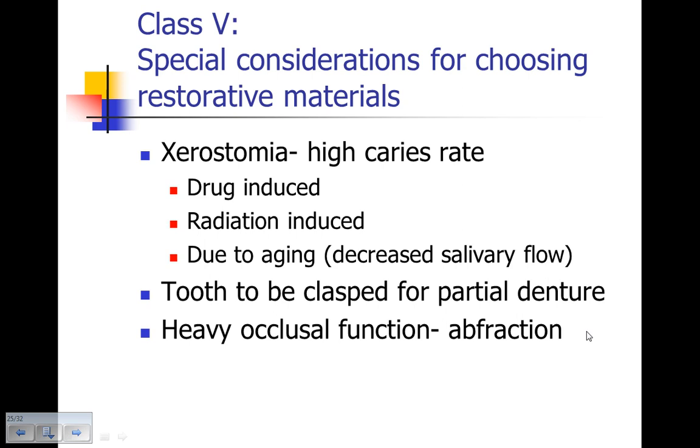And when we're choosing restorative materials, we've talked about, for the patient with xerostomia, with dry mouth, the high caries rate, and using glass ionomers with their fluoride release. But what if the tooth is going to be clasped with a partial denture? In fact, that tooth is going to have the retention for the partial on the Class V region that's going to be restored. Or the patient who has heavy occlusal function and abfraction, what restorative material are we going to select?